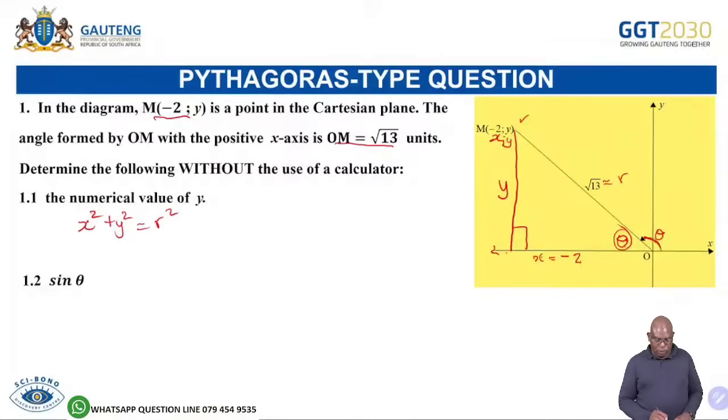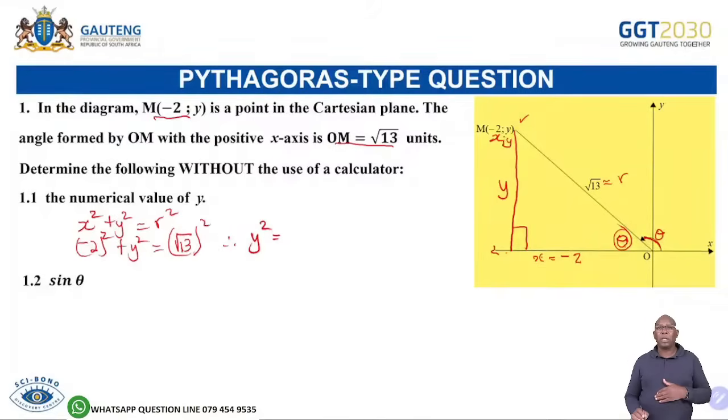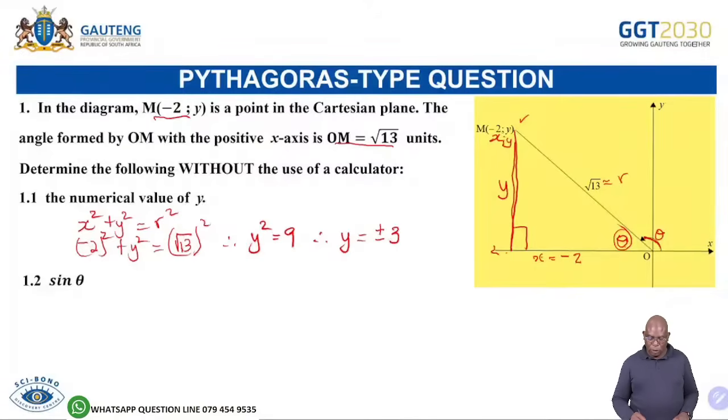Your x value here is minus 2. Your y value is y. Your r is square root of 13 all squared. So which means that my y value, y squared, is going to be your square root of 13 squared, what? It's 13. 13 minus 4, it's 9. So which gives us y is plus minus 3. But I can see my y is on the positive side, in the second quadrant, which is where y is positive. So therefore, I'll choose the one which is positive. So my answer is y equals 3.